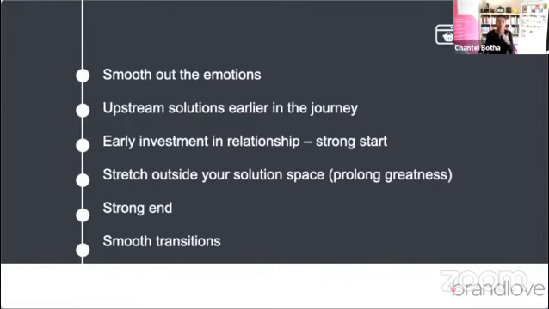Usually when something goes wrong in a journey, you need to back up. You need to find solutions upstream in your journey. Because sometimes when someone has a missed expectation, it happened a lot earlier in the relationship. And that's why you need to invest early on in the relationship to set those expectations.